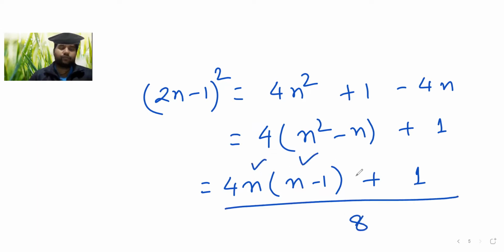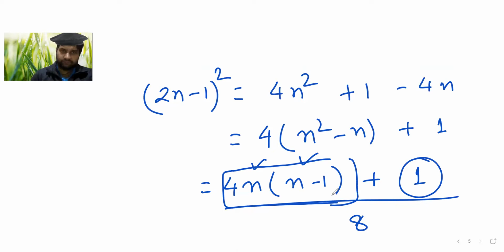n and n minus 1, they are consecutive numbers. So one of them has got to be even. And therefore, one of them can be written as 2 into k. Therefore, 4 into 2, this part will be divisible by 8 and it will always leave 1 as a remainder. So it was a simple yet interesting thing.